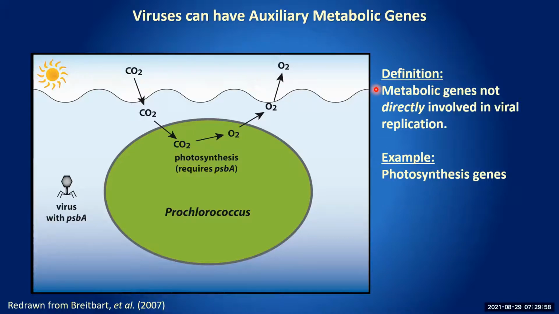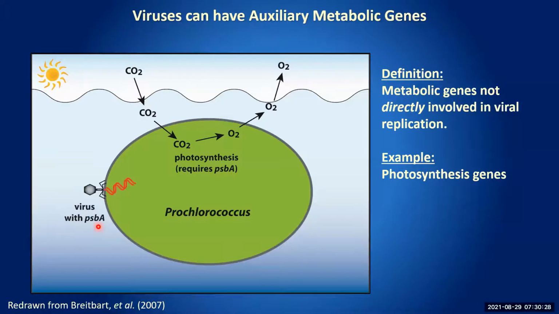So the classic example here is a photosynthesis gene. Here we have an illustration that I've made of a Prochlorococcus cell. It's a photosynthetic organism. It's up in the upper ocean consuming carbon dioxide, and it's producing oxygen through photosynthesis. This requires a gene called psbA. Now the virus that infects this Prochlorococcus also has the gene psbA. So when that virus infects that cell, it injects its DNA and it expresses that psbA gene. This increases photosynthesis within the cell.